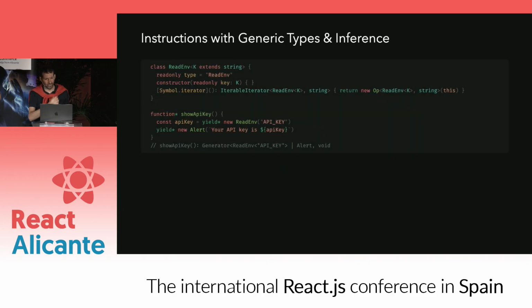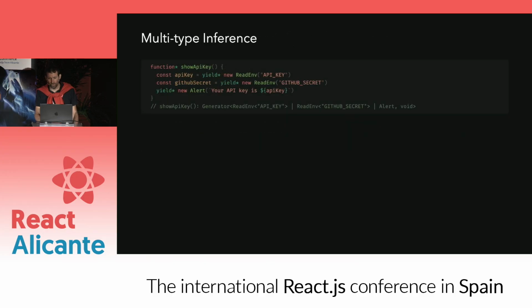So what happens if we have instructions that have generic type parameters? Well, it turns out that inference here works as well. So we infer locally the value of the key for the redenv instruction, and then when the whole generator gets inferred, it will infer automatically the generator with our typed redenv instruction. And this works not only for a single instruction, but you can have as many instructions as you want inside of your generator, and that will still work.